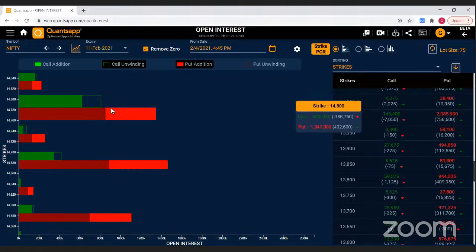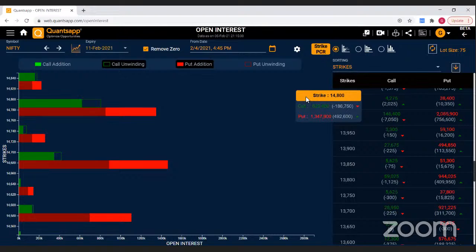So I can see that this particular red, which is more in the highlighted shade, is a put addition. Now if you look at my cursor, you can see the call has 6,20,400 shares, and around 1,86,000 shares have been unwound. And on the put side there was an addition of almost 5 lakh shares from the previous level. So if today's ending level is 13 lakh 47, the previous will be around 8 lakh 40,000 somewhere around.